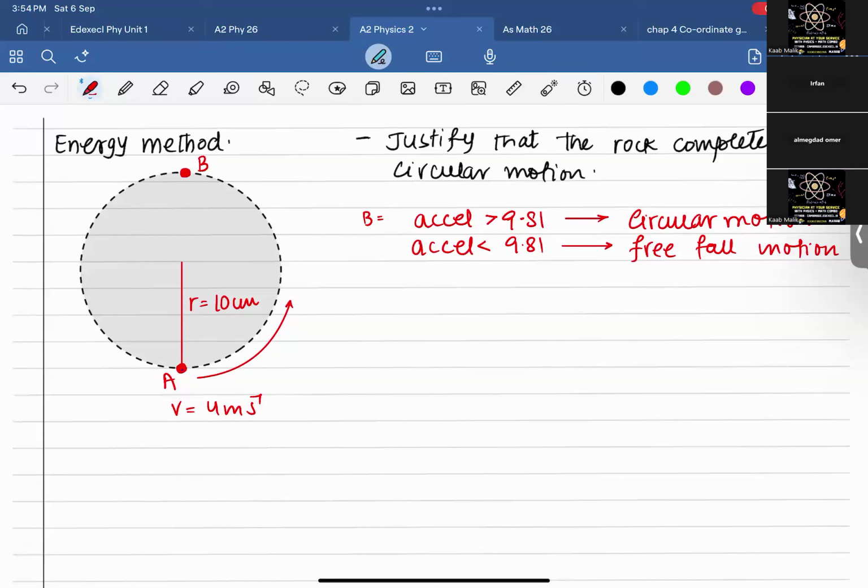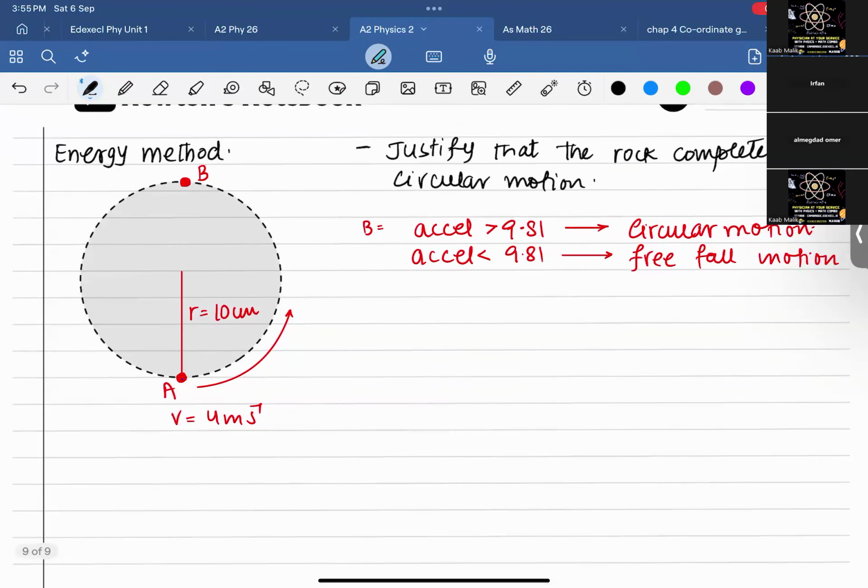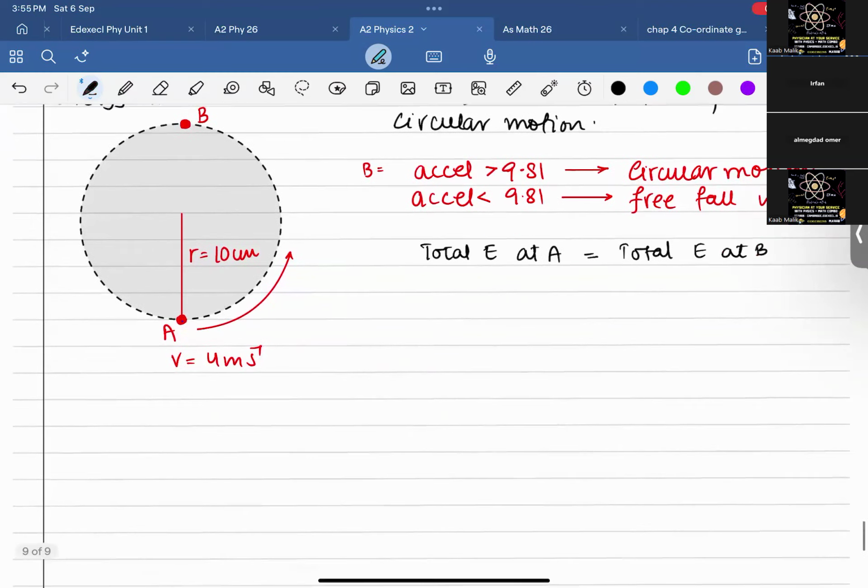Now, we have to use the energy method to work it out. We are considering that no energy is being lost, or there aren't any resistive forces and all of those things. Now we can say that total energy at A should be equal to total energy at B, right? This is what the law of conservation of energy says. Now, the total energy at A will be in the form of kinetic energy only, so plus GPE will be 0.